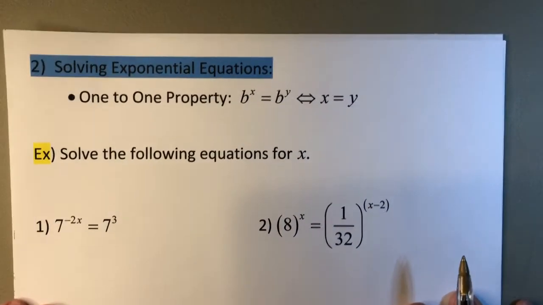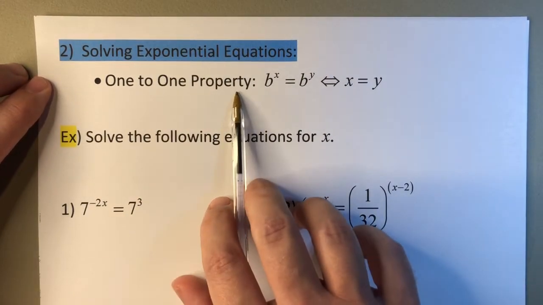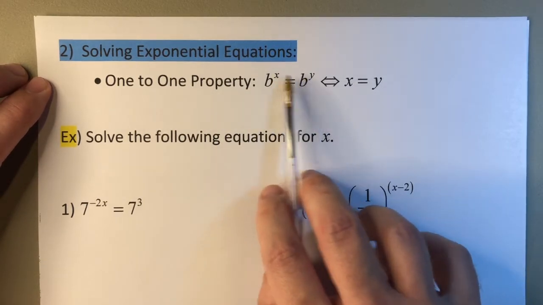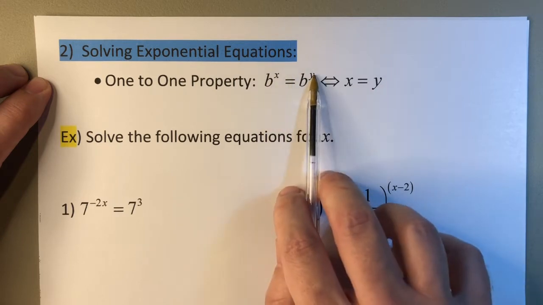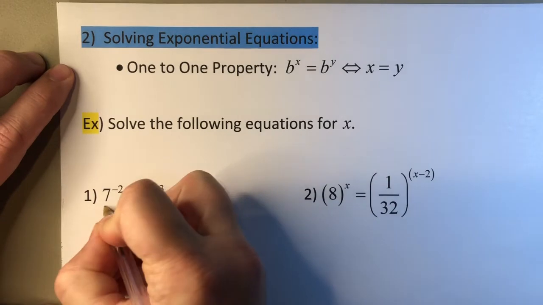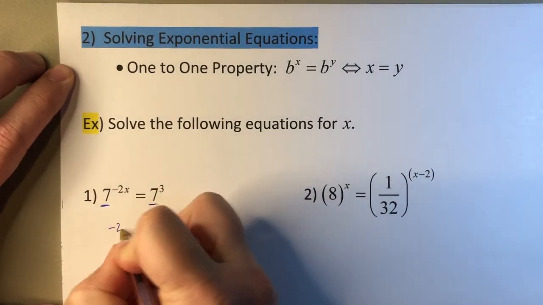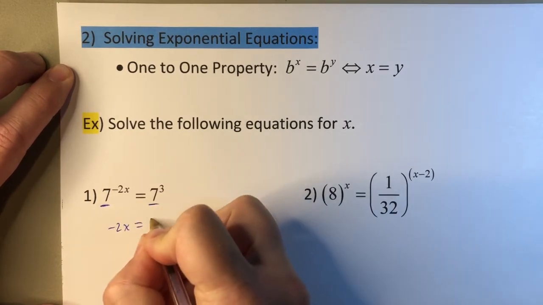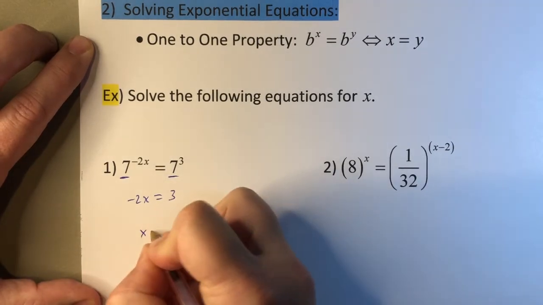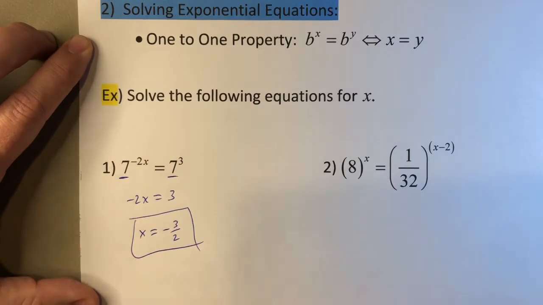Okay, let's go ahead and get into solving exponential equations. There's something called the one-to-one property, and that states if you have like bases, then the exponents must be the same. They must be equal. So if we look at our first example, you already have like bases. 7 is, of course, equal to 7. So using our one-to-one property, we're now able to set the two exponents equal to one another and then solve for x. So this one's very quick, very simple. You just get x equals -3/2, and you call it a day.